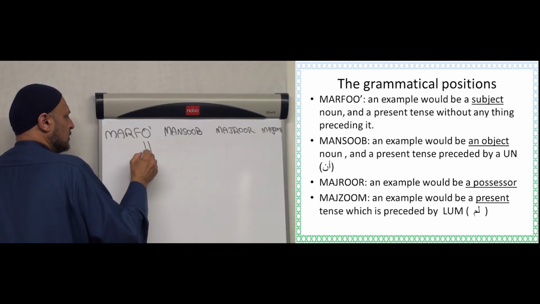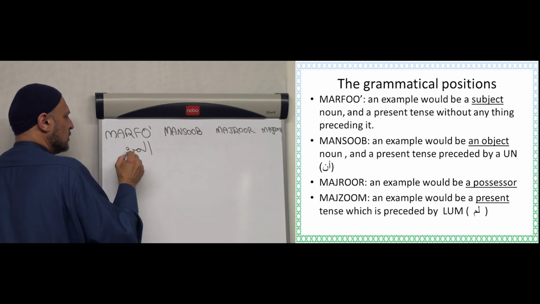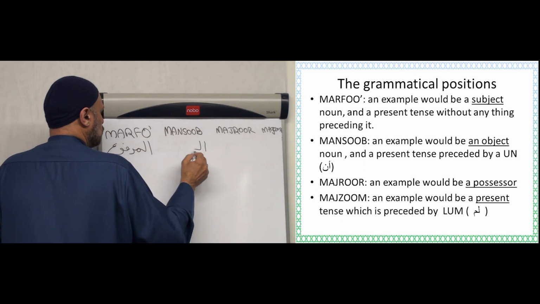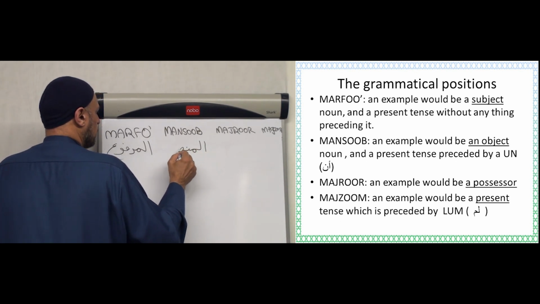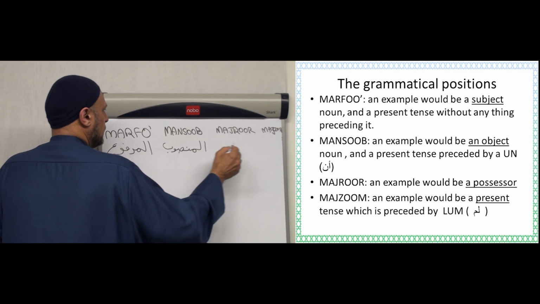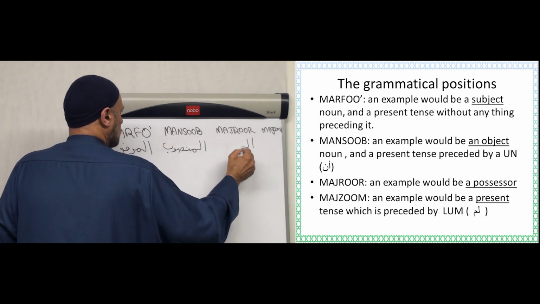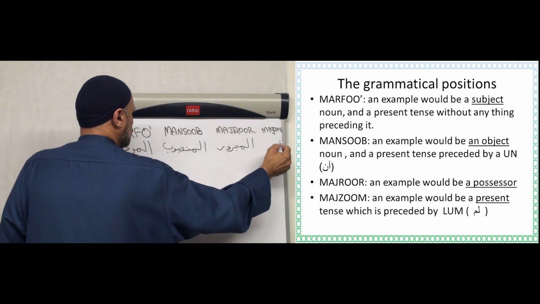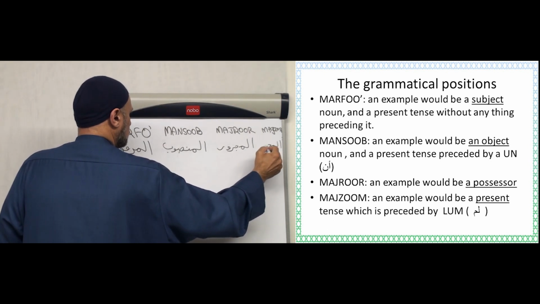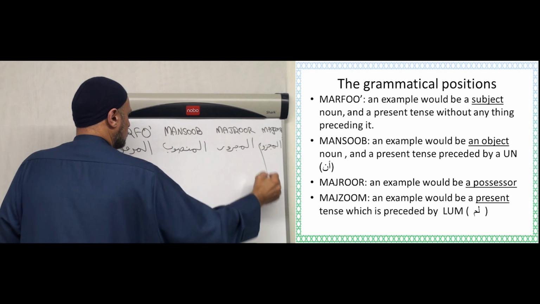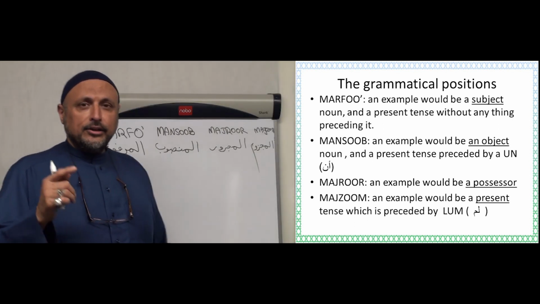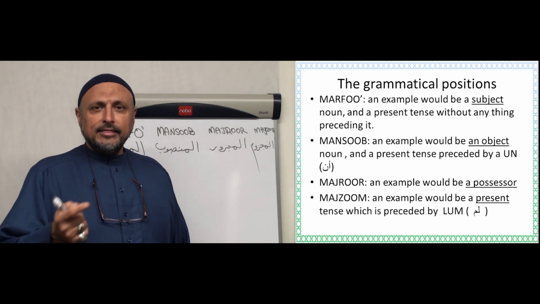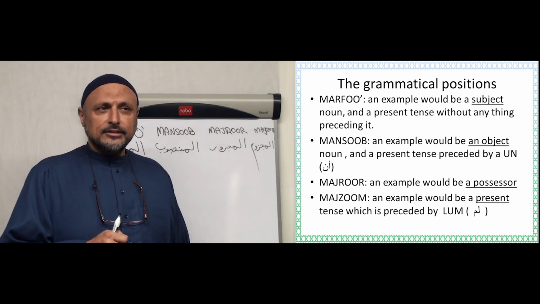So I'm going to write this here: al-marfu', al-mansoob, al-majroor, al-majzoom. I'll give you 1 minute to memorize this, and then tell me, what are these?